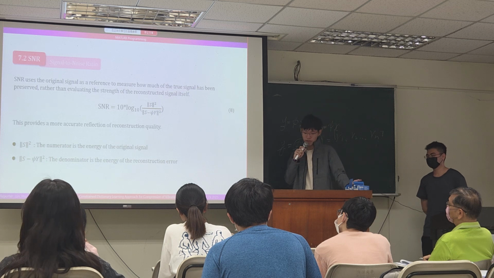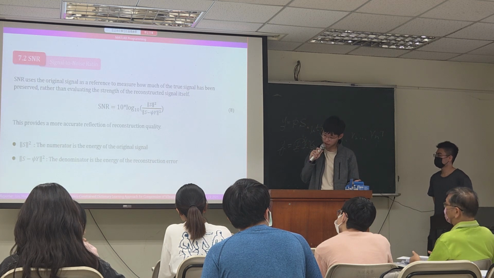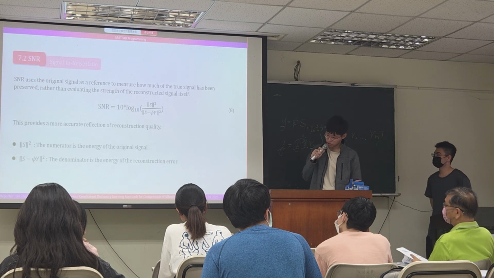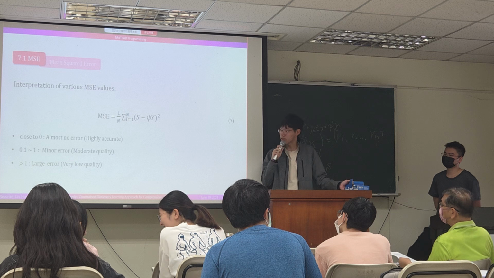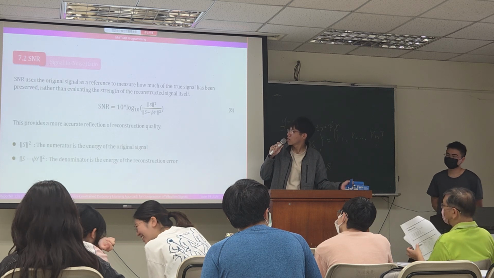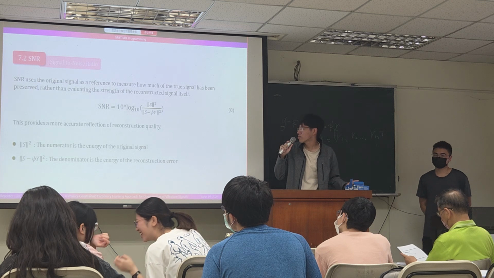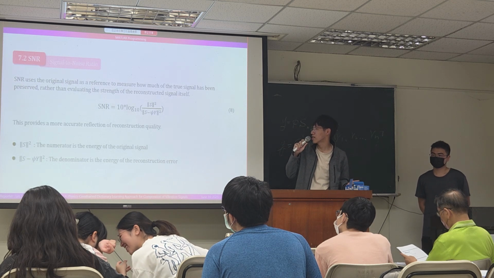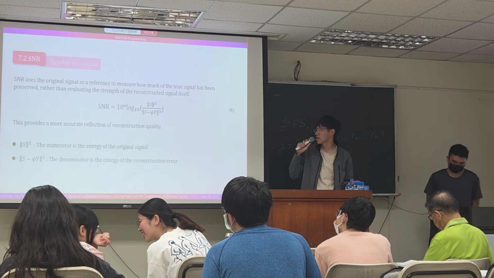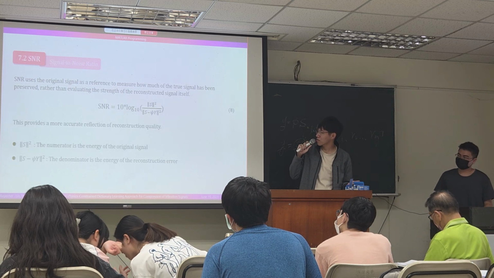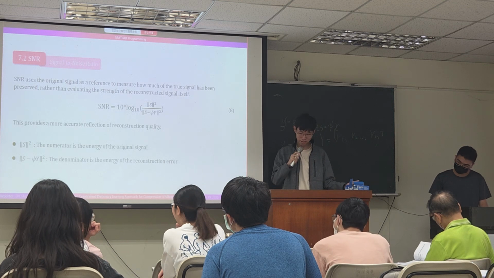In the SNR formula, the numerator represents the squared energy of the original signal, and the denominator is the energy of the reconstruction error. So the numerator is the energy of the original signal, and the next one is the denominator. I'll break that down.